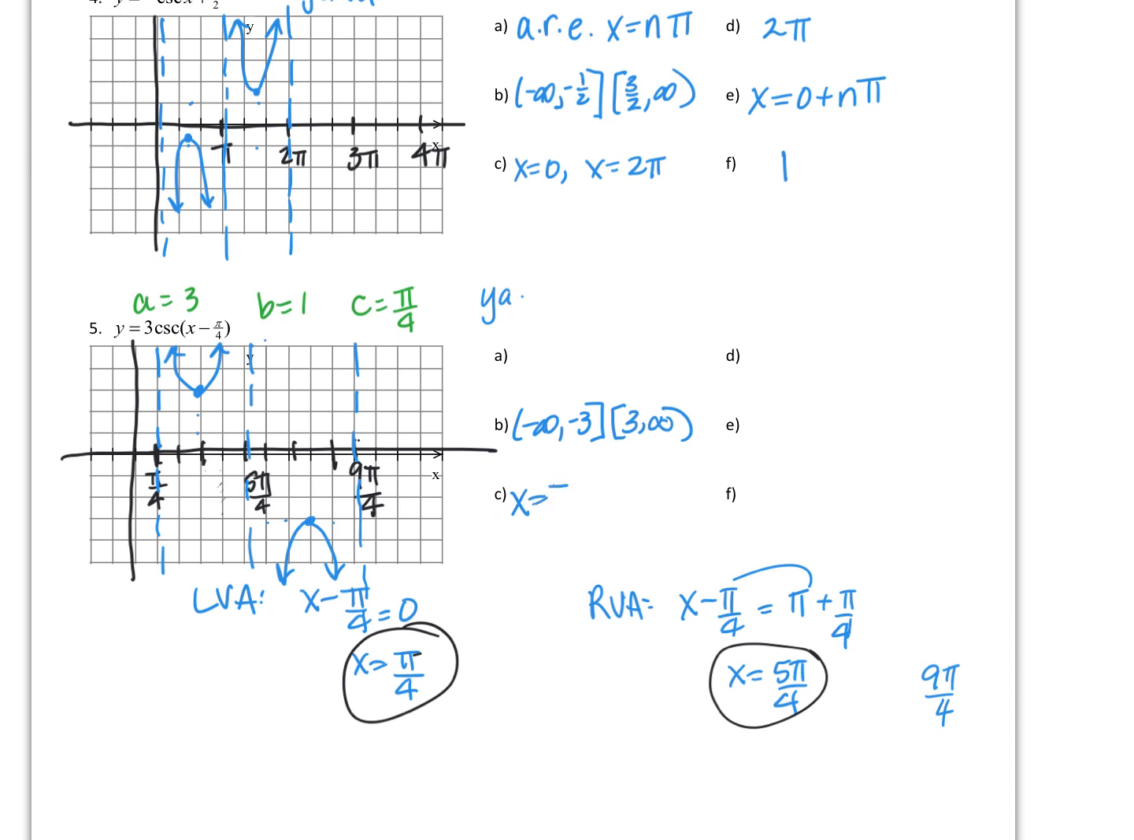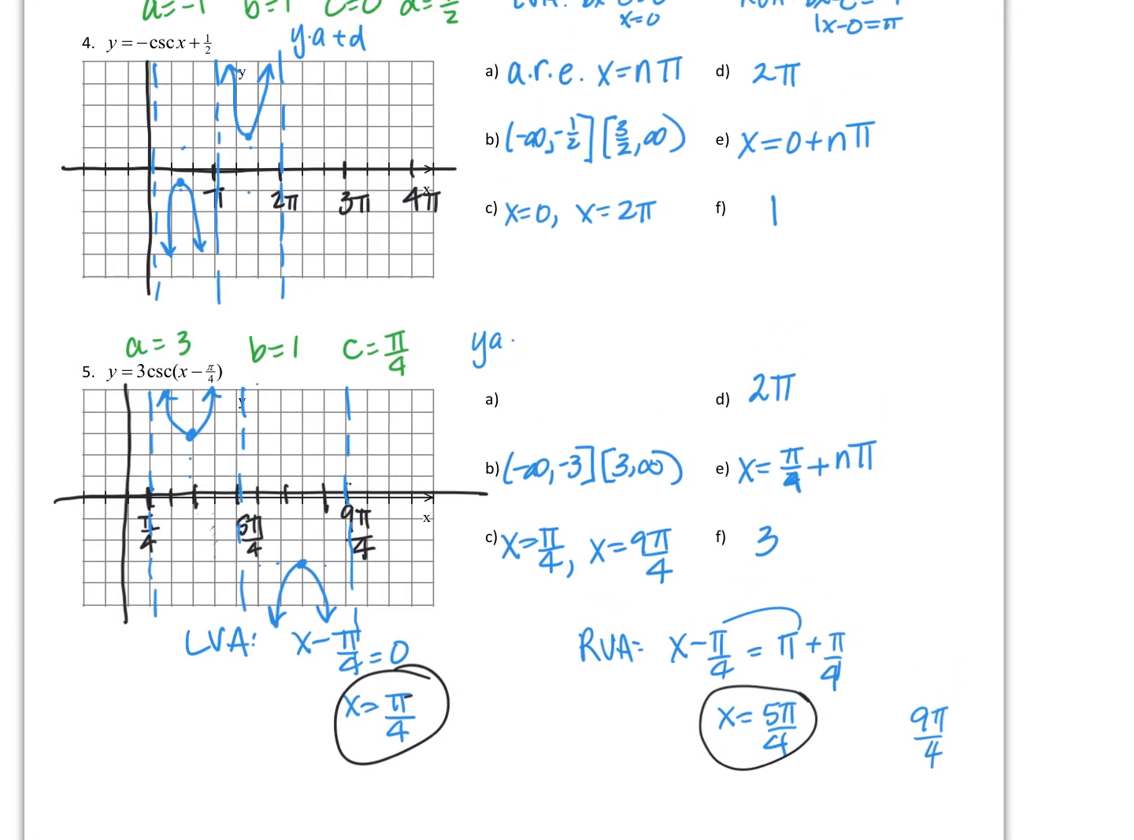This begins at pi over 4. It ends at 9 pi over 4. Period is going to be 2 pi. Asymptotes are at pi over 4 plus n times half my period, so n pi. The amplitude is 3, and then I would do all reals except where x is equal to pi over 4 plus n pi.